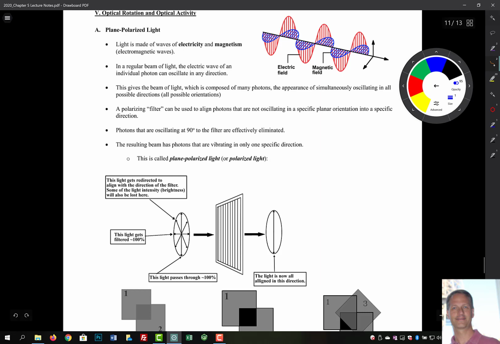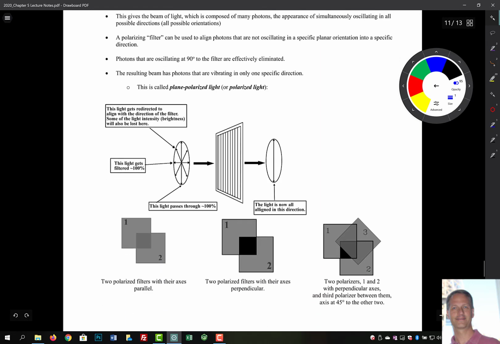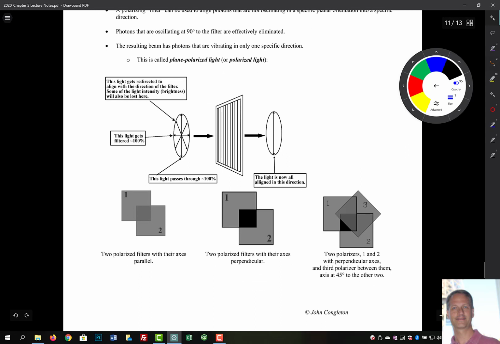So let's take a look at this little picture down here below and see if we can make some sense of what's going on. All right, so here's our light. It's moving in all possible orientations, right? Just showing a little sample of that, but in every orientation. Now, the light that is 90 degrees to the lines of the polarizing filter in this is going to get filtered 100%.